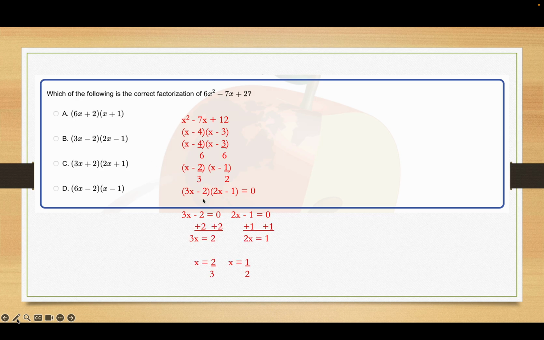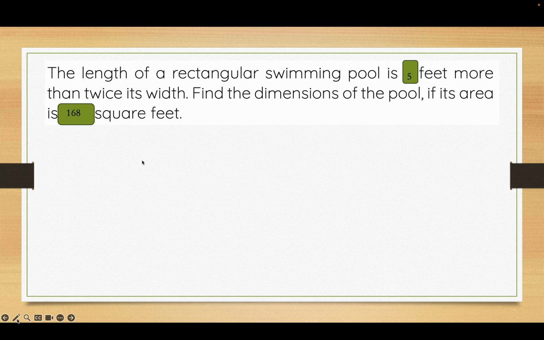I made a careless mistake here. I kept going for it equaling 0, as if it was an equation. It wasn't. It was just the correct factorization. I could have stopped at 3x minus 2 times 2x minus 1. Choice B is correct. Okay, now we get into 3 word problems, all of which involve some geometry here. So let's do this one. Stop and start.